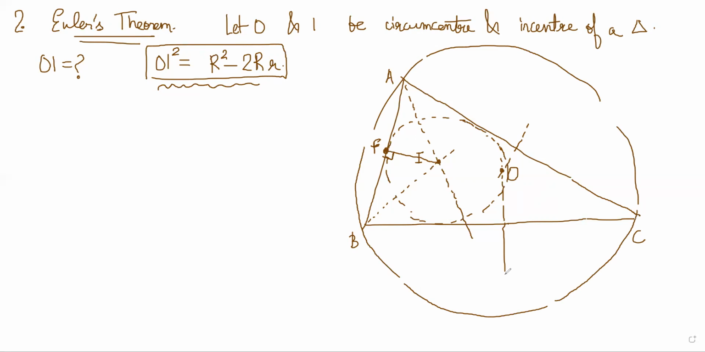We can say that, let's say A to I, this line, right? This line cuts the circumcircle at D. I'm just extending the AI line to D. Now what else can we say here? O to D also, can we join?